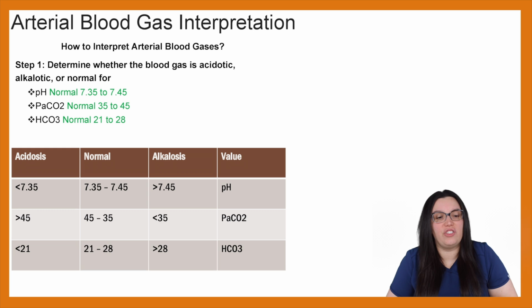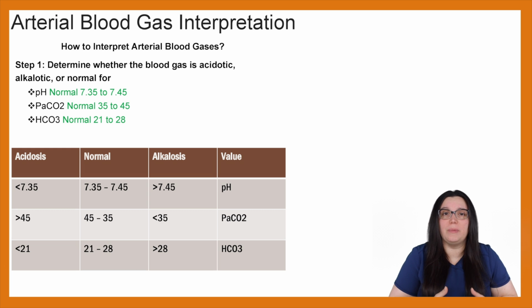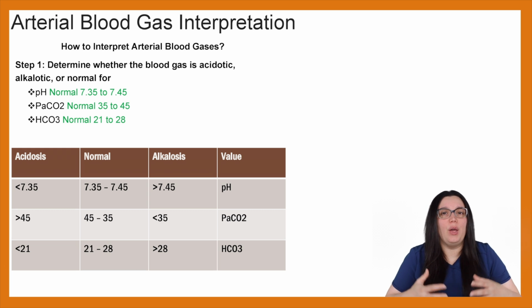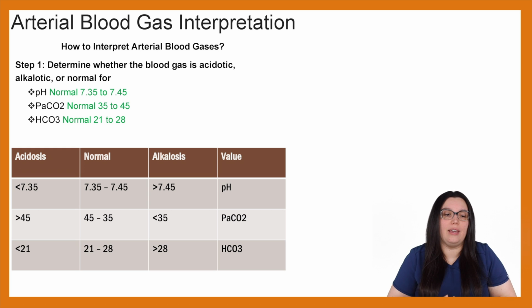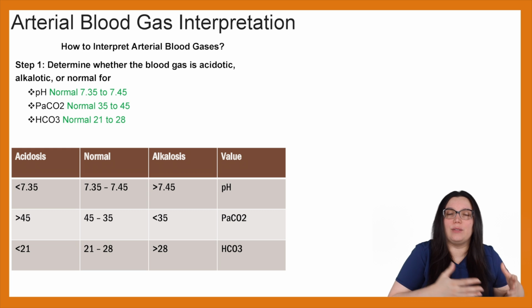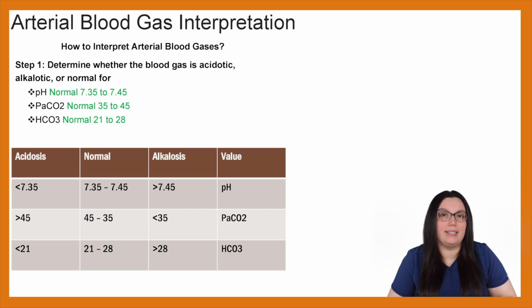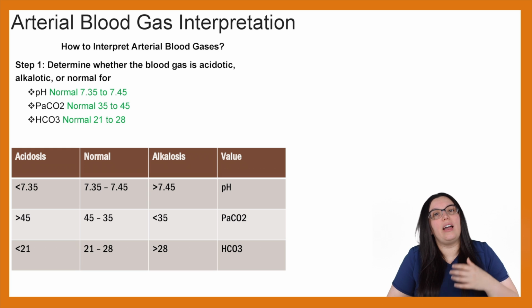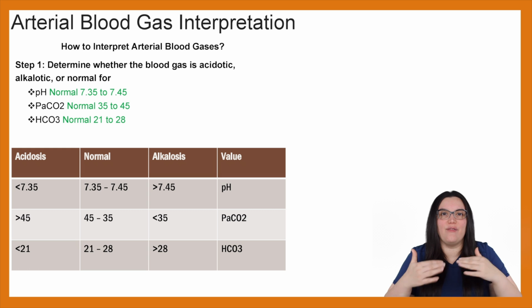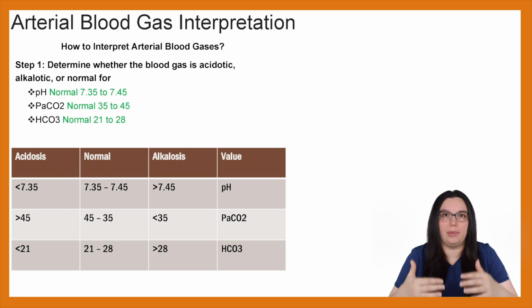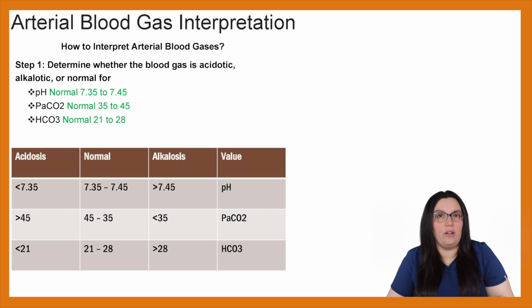And lastly, our HCO3. Normal is between 21 to 28. We know that this is a base. It's going to be more alkalotic. So the less base we have, less than 21, we're going to be more in an acidotic state because we don't have enough base to buffer that system that we talked about before. Whereas if we've got an HCO3 higher than 28, that means we have more base in our arterial blood gas, and we're going to be more alkalotic.